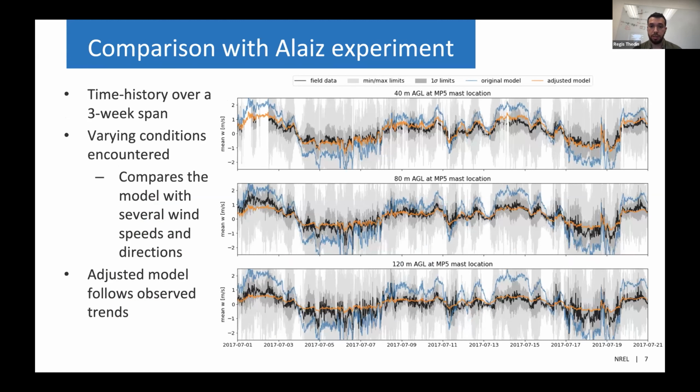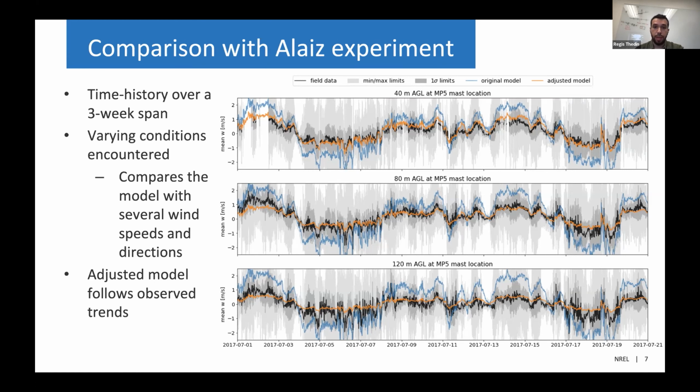I know this plot is a little bit busy, but I'll walk you through it. I'm showing a span of 3 weeks. These are all 10-minute average data. The 3 plots are 40 meters above ground level, 80 meters, and 120. The experiment data, the field data, is in black, and the shaded area is the min-max. The darker shade is the 1 standard deviation.